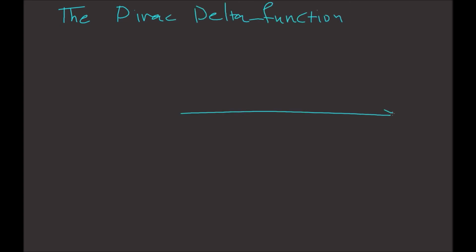Let's take a look at the Dirac delta function. The Dirac delta function is defined to be, we're going to give it a variable delta of x. It's going to be infinitely high when x is equal to 0 and very, very narrow. So this is x equal to 0.